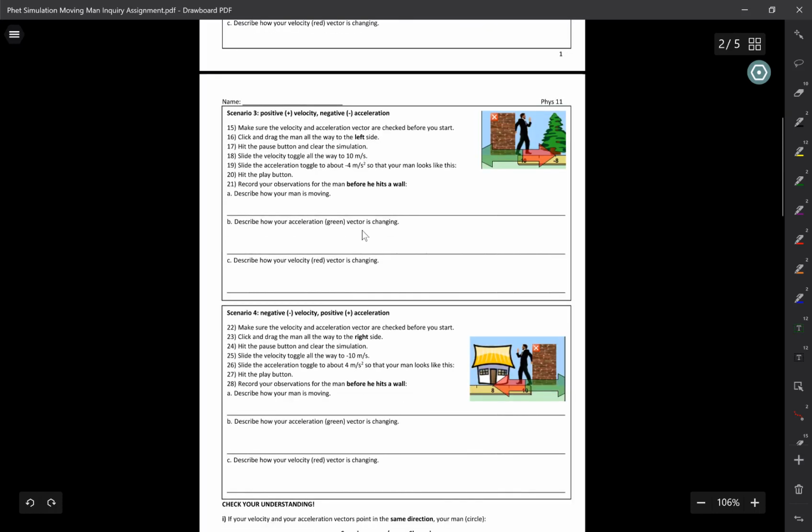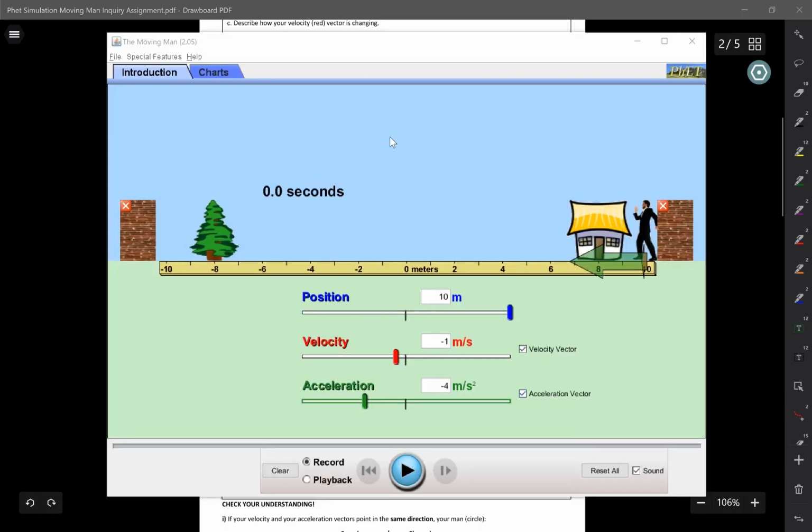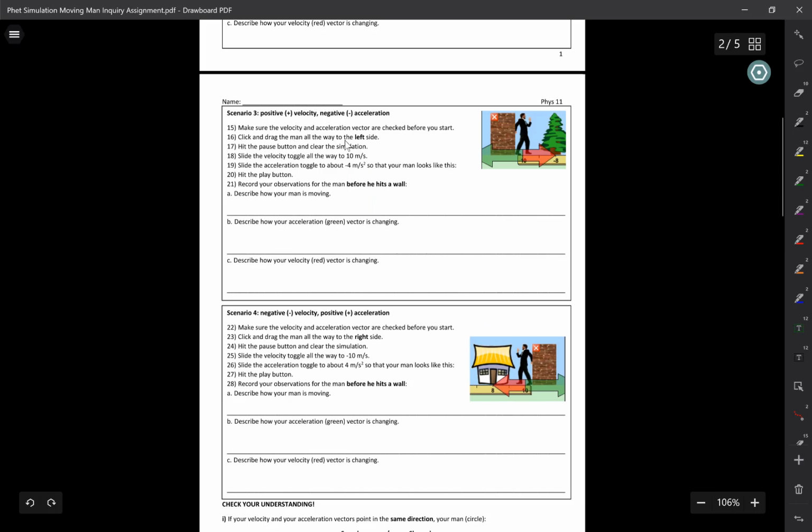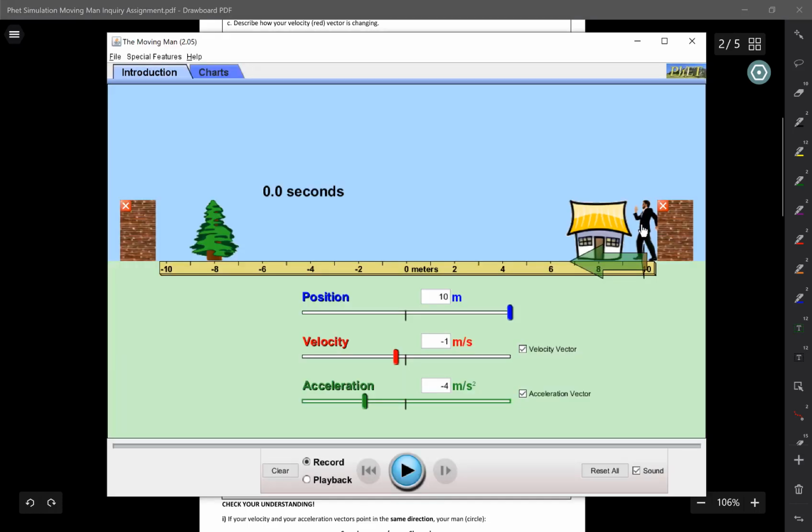Scenario 3. Okay, so scenario 3 is when you have positive velocity and negative acceleration. So velocity and acceleration are not pointing in the same direction. Make sure to have the vectors checked. Yes, they are checked. Click and drag the man all the way to the left side.